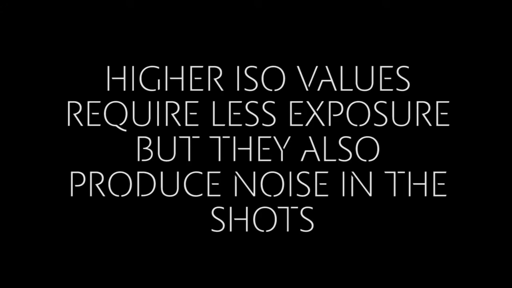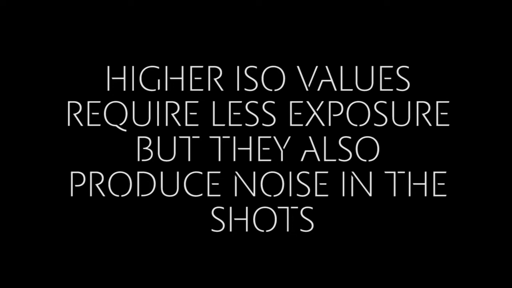ISO. This determines how sensitive the camera's sensor is to light. The higher the ISO number, the more sensitive to light the sensor is. Being more sensitive means we can use smaller apertures and faster shutter speeds. There is a trade-off, however. The higher the ISO number, the more grain and noise you will see in the image.